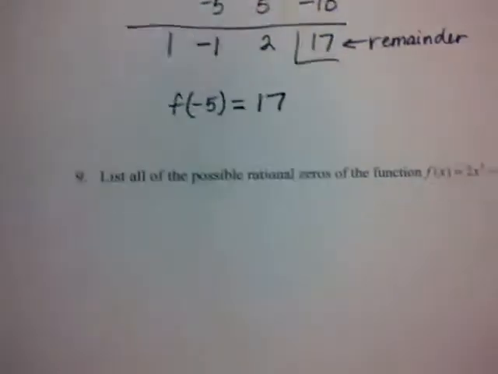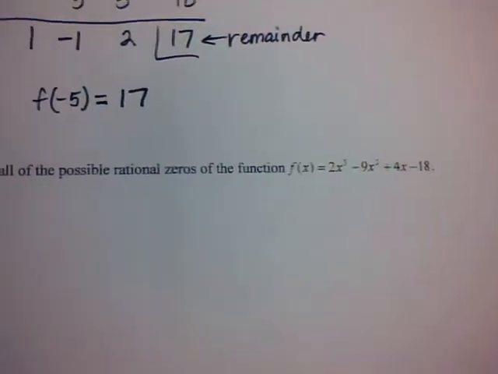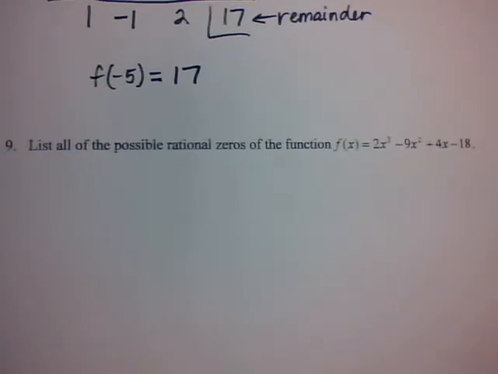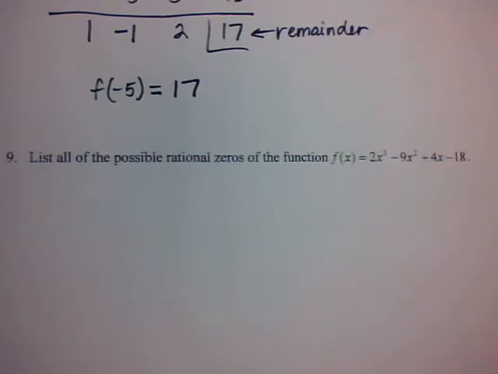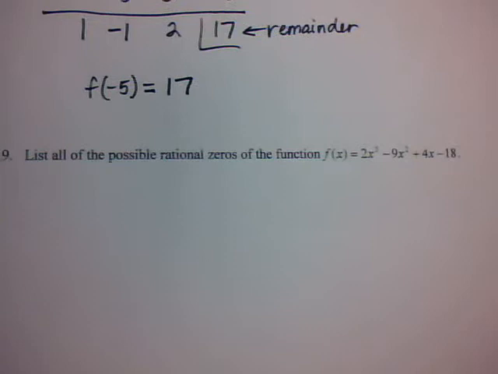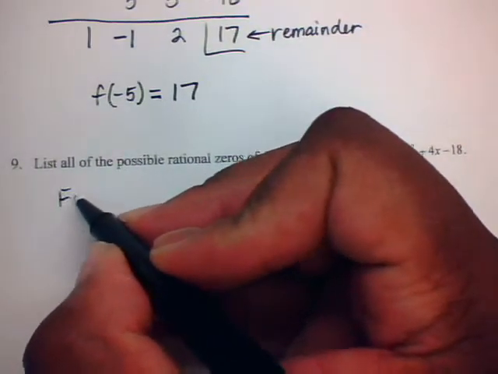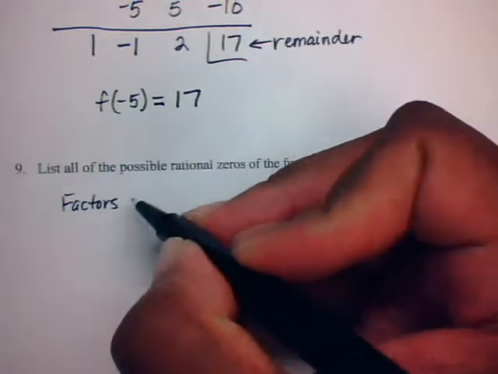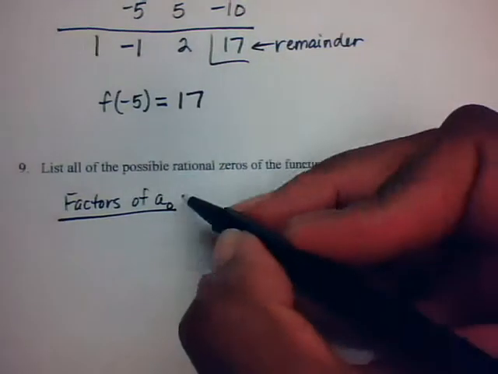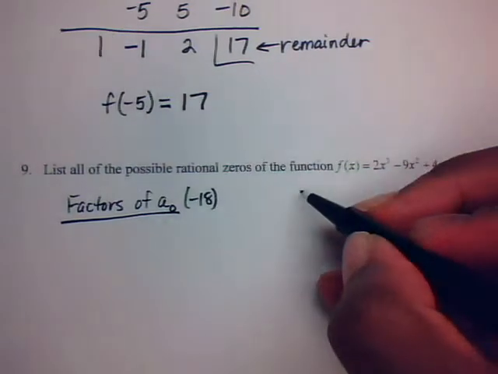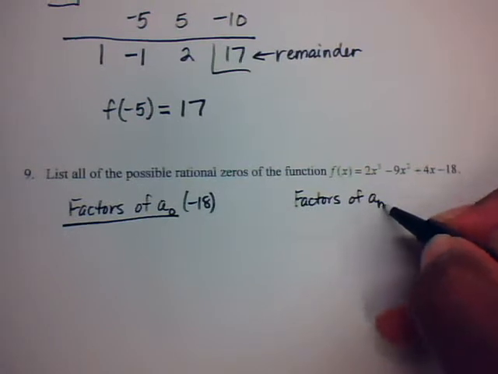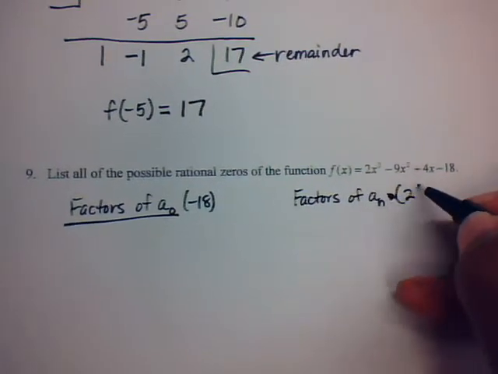All right, question 9. List all the possible rational zeros of the function f of x is equal to 2x cubed minus 9x squared plus 4x minus 18. Okay, so here we're going to list all the factors of a sub 0, which is in this case negative 18, because that's the constant. And then the factors of the leading coefficient, a sub n, which is 2.